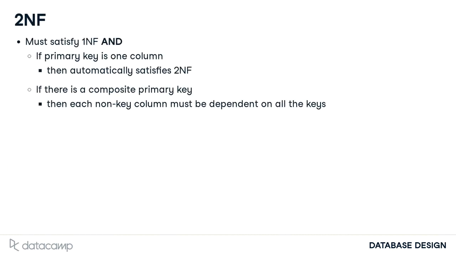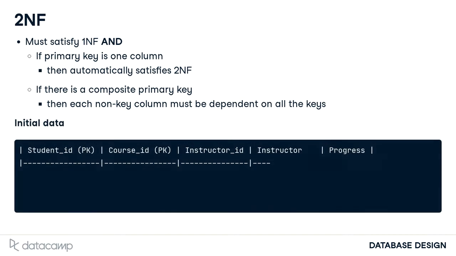Next is 2NF, which must satisfy 1NF. Beyond that, if the primary key is one column, then the table is 2NF. A composite primary key is when a primary key is made up of two or more columns. If the table has a composite primary key, then each non-key column must be dependent on all keys. Let's look at a concrete example.